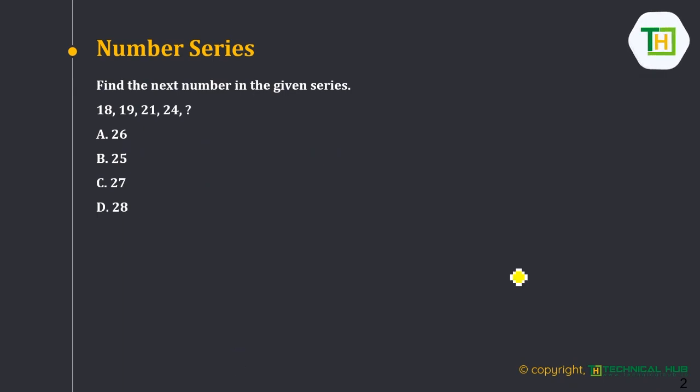Okay. If you observe the difference between these numbers, I can clearly identify that the difference between 18 and 19 is 1, then 2 is the difference, and next it is 3 again. So the differences are 1, 2, and 3. The next difference is definitely 4, so the answer should be 24 plus 4, 28. Okay. So 28 is the answer for this question.